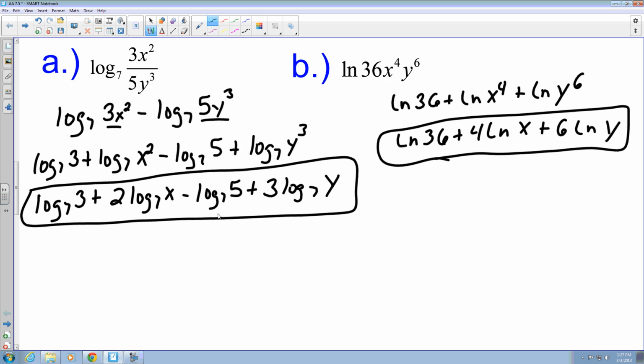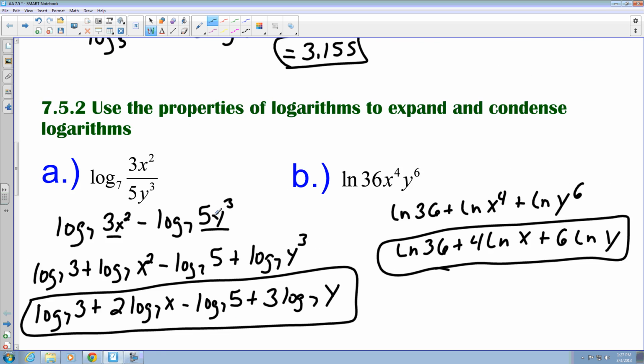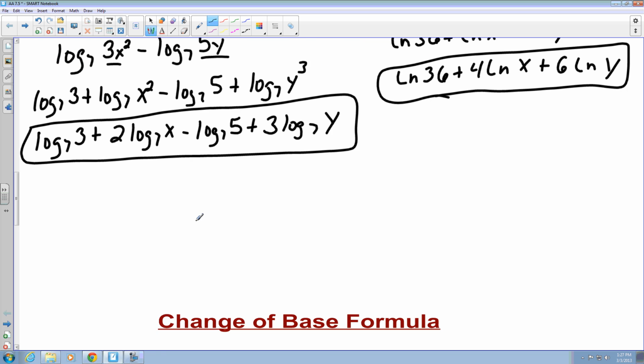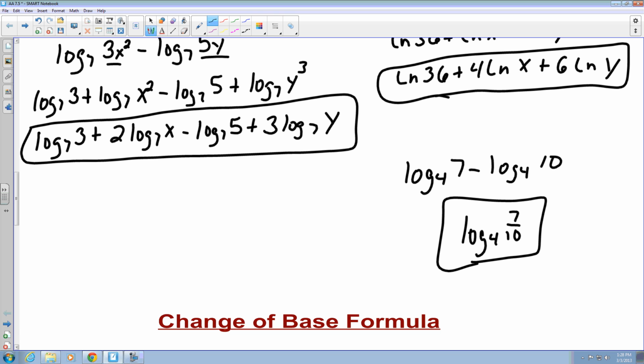I didn't have an example for a condensed, but it would be something kind of like this. Let's say that it was an expanded view like log base 4 of 7 minus log base 4 of 10. And then you're just doing it backwards, so the condensed version would be log base 4 of 7 divided by 10, because you're just using the quotient property. So that would be a condensed example there.